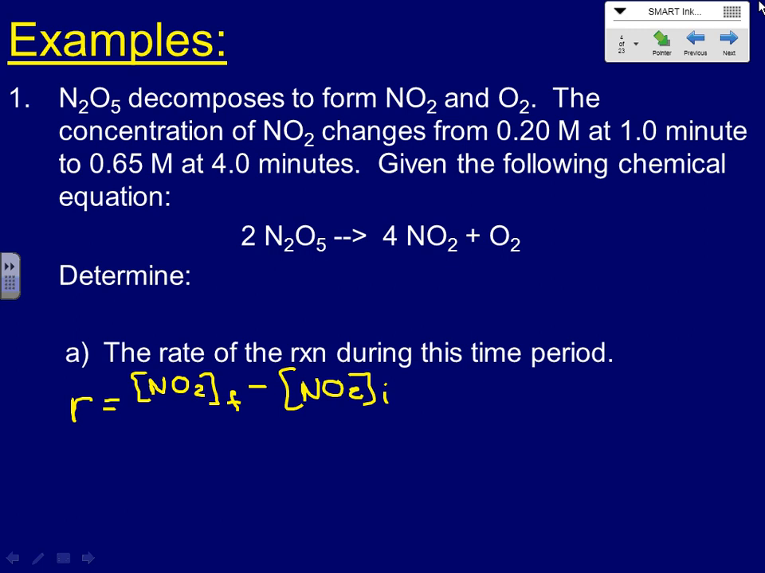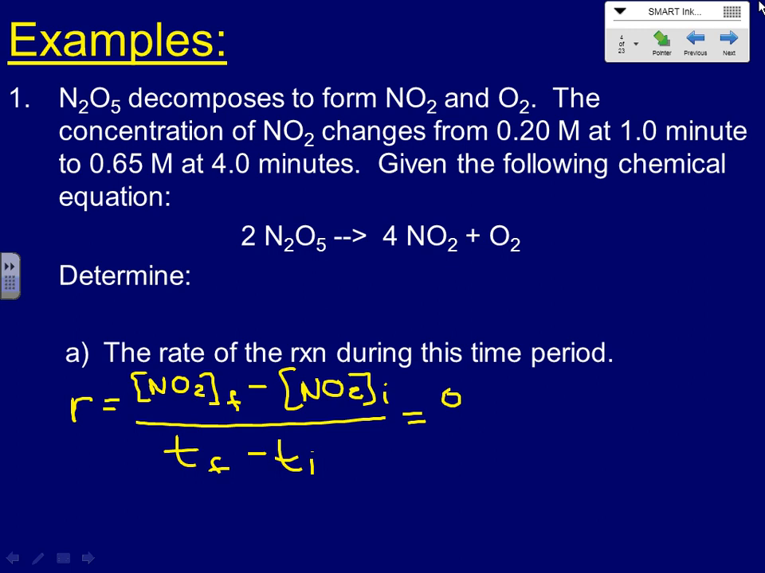There is no standard rate unit. We can leave it in minutes. In this case, I'm going to leave it in minutes. If I give you data in seconds, you can leave it in seconds. Over T final minus T initial, and that's going to get us our rate.